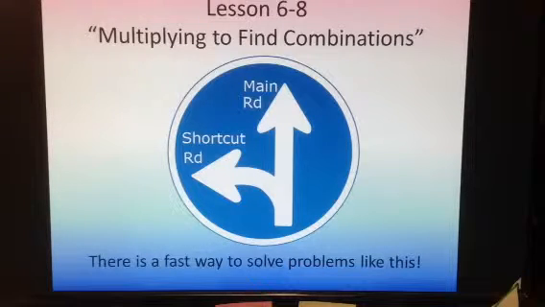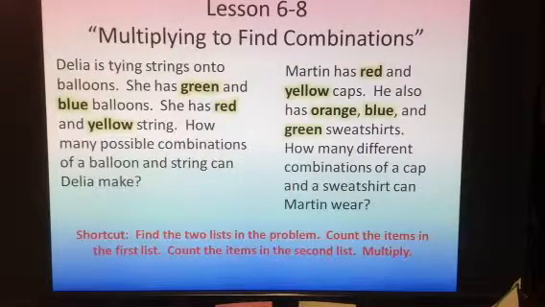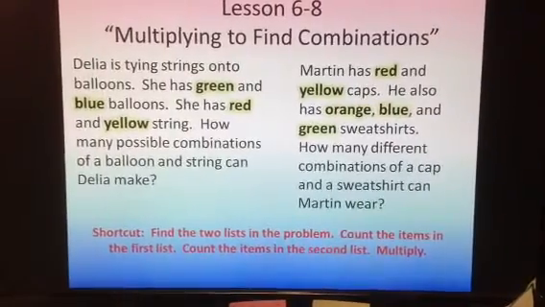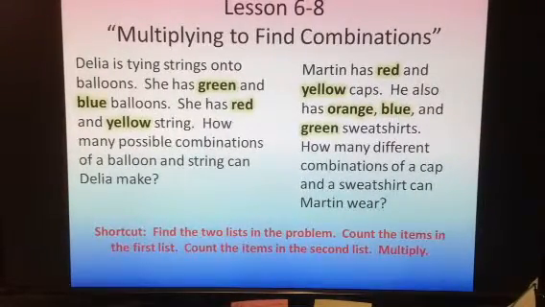So really there is a fast way to solve problems like this. Back earlier this year we did all sorts of making of lists, but there's a shortcut. Here's those 2 problems again. I had highlighted the words in the lists. Here's the shortcut. Find the 2 lists in the problem. So every problem we do in this lesson has 2 lists. Count the items in the first list, count the items in the second list, and multiply. That's the shortcut. That's all you have to do to find all possible combinations. You don't have to make an organized list.